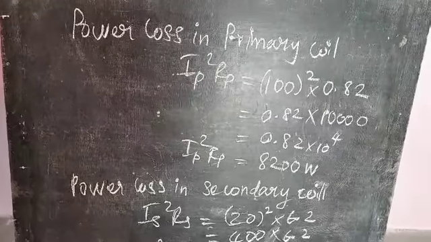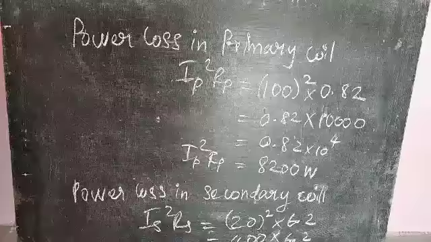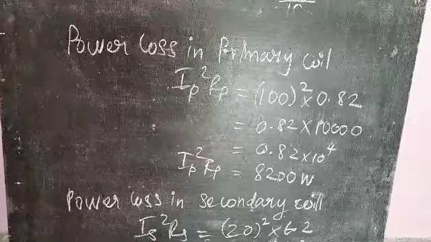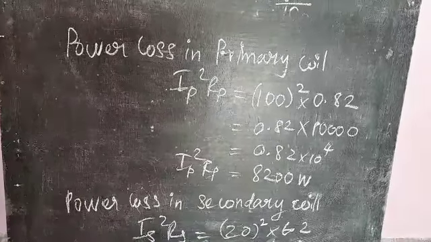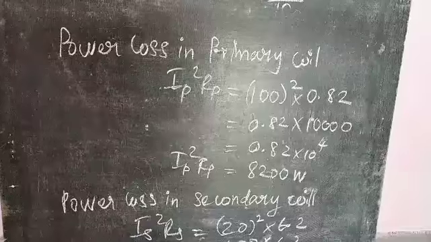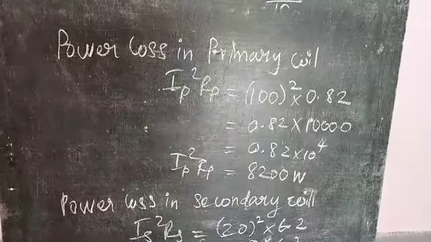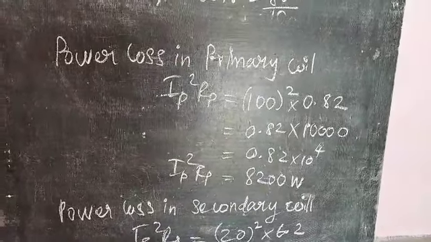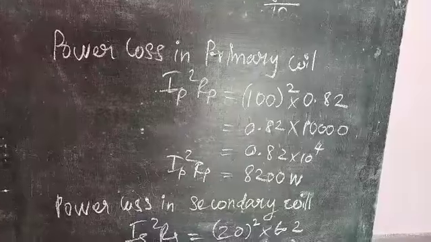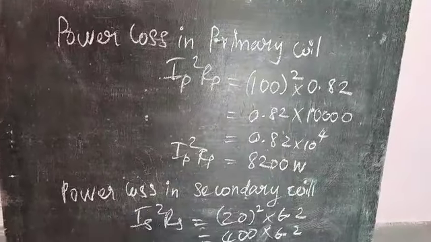Power loss in primary coil, IP square Rp, equal to IP value 100 square into Rp value 0.82. So 0.82 into 100 square means 10,000. So finally we obtained IP square Rp equal to 8200 watt.